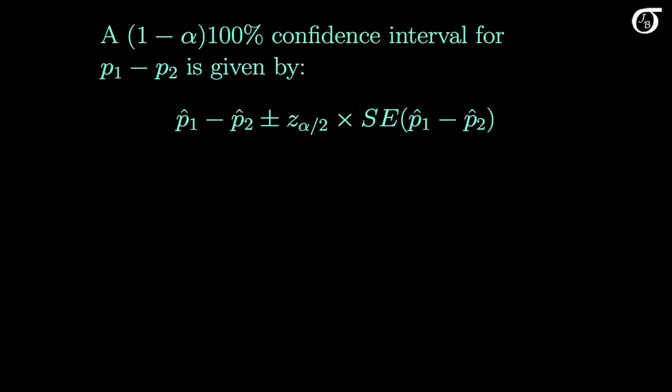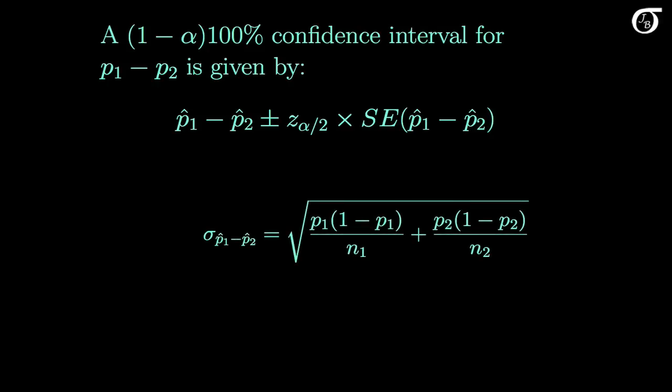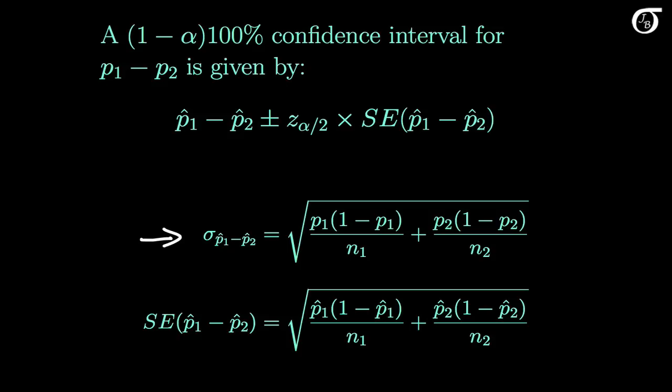What is the appropriate standard error? Recall that the standard deviation of the difference in sample proportions is equal to this quantity. So ideally, we'd love to use this quantity in the confidence interval formula. But in practice, we can't calculate this because we don't know the value of P1 or P2. So we do the next best thing and we estimate P1 with P1 hat, we estimate P2 with P2 hat, and we call that the standard error of the difference in sample proportions. That's the standard error that we use in our confidence interval formula.